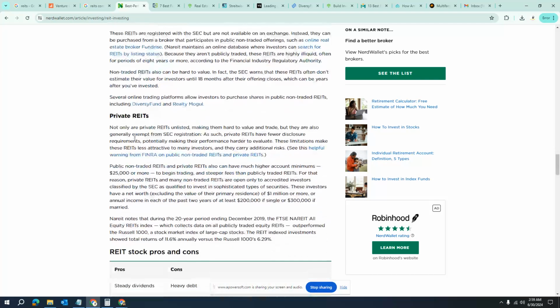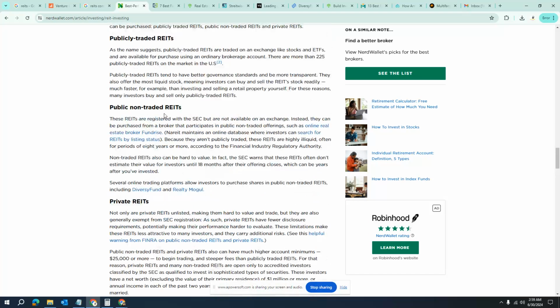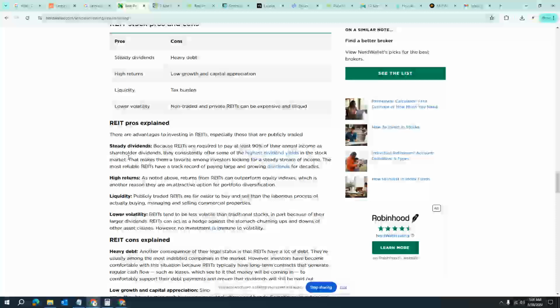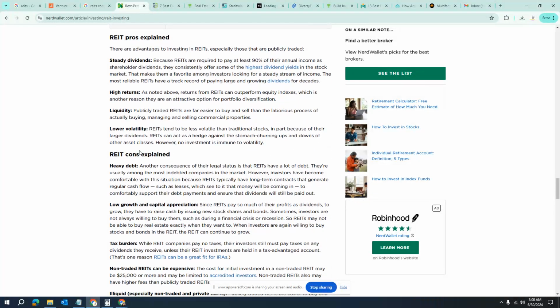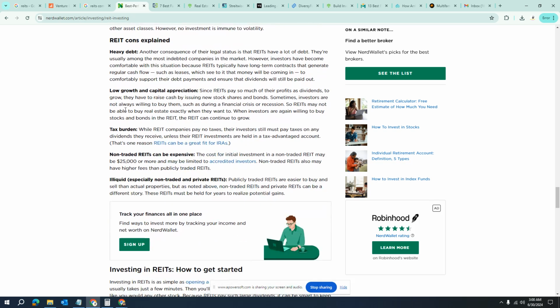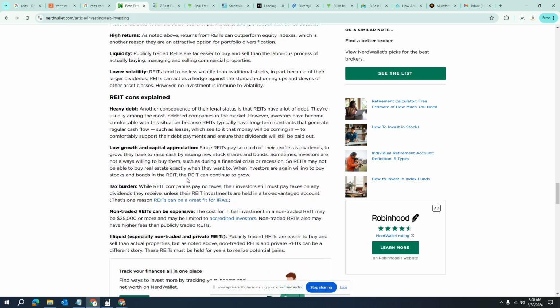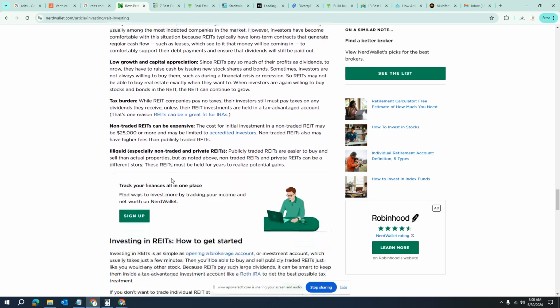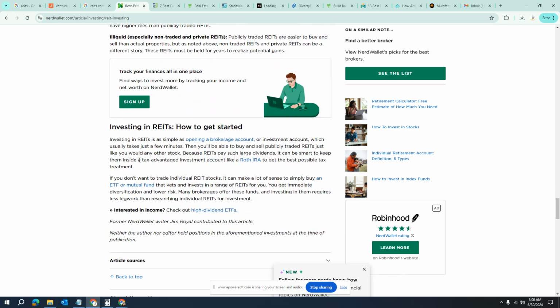There's even private REITs and public non-traded REITs. The good thing about it is steady dividends, high returns, liquidity, and lower volatility. Of course, there are some cons as well. So you want to be aware and get familiar with REITs, and you want to know what the minimum is, what taxes can apply, what the exit strategy is, and how long you have to keep the money in the REIT or the platform.